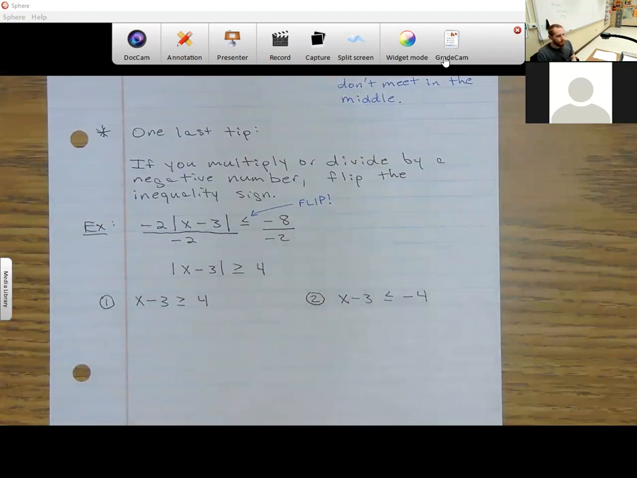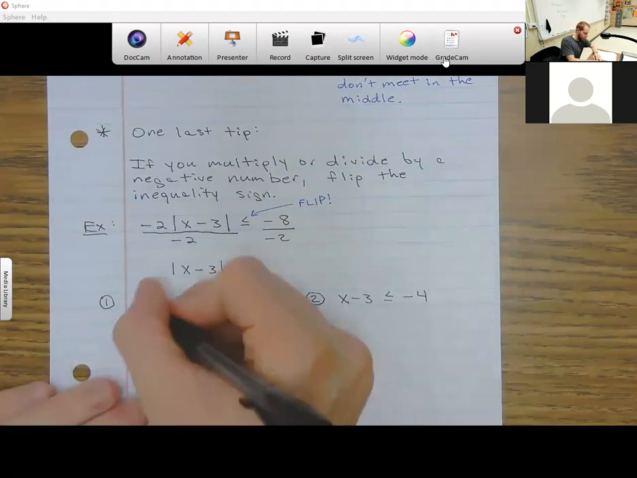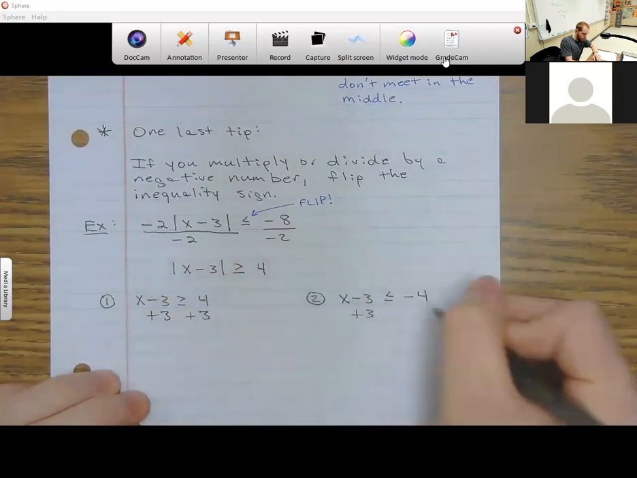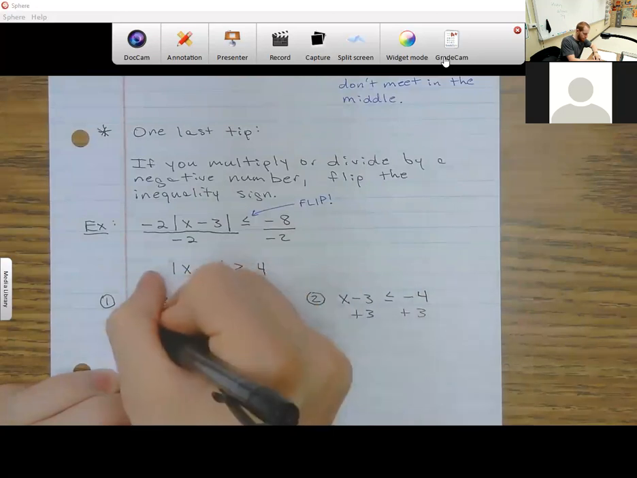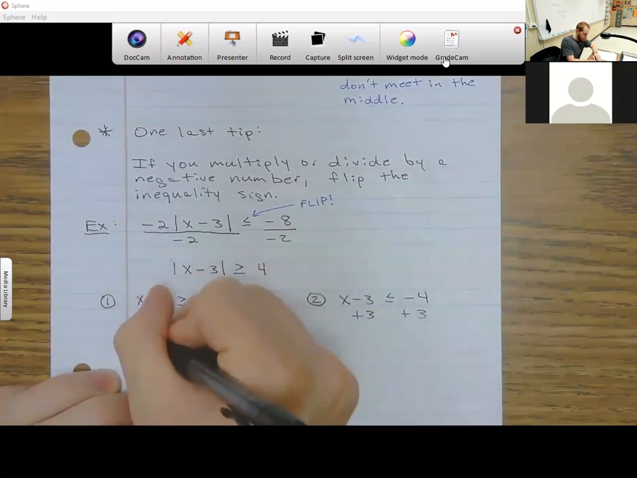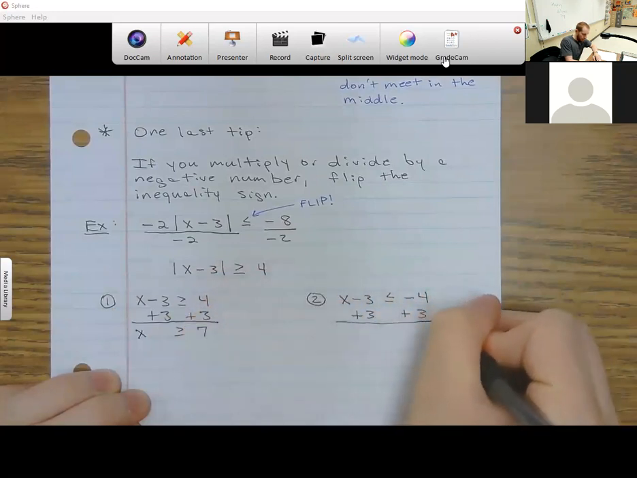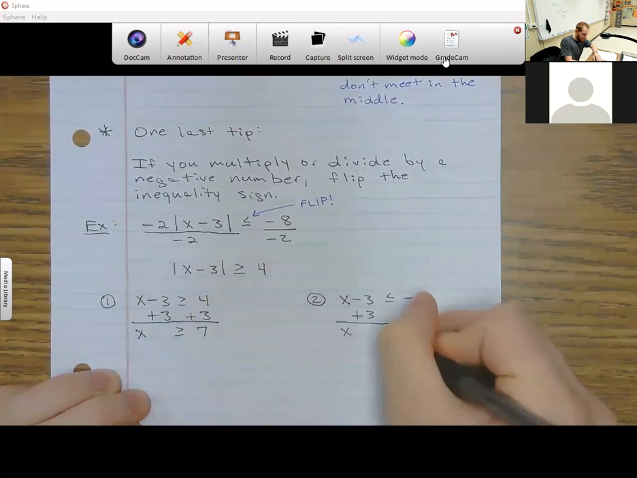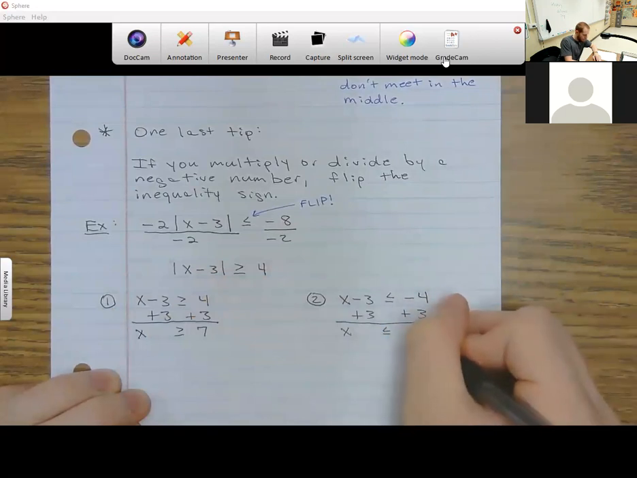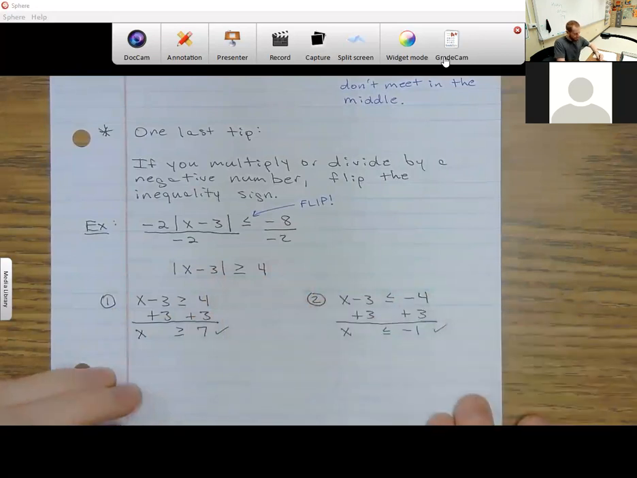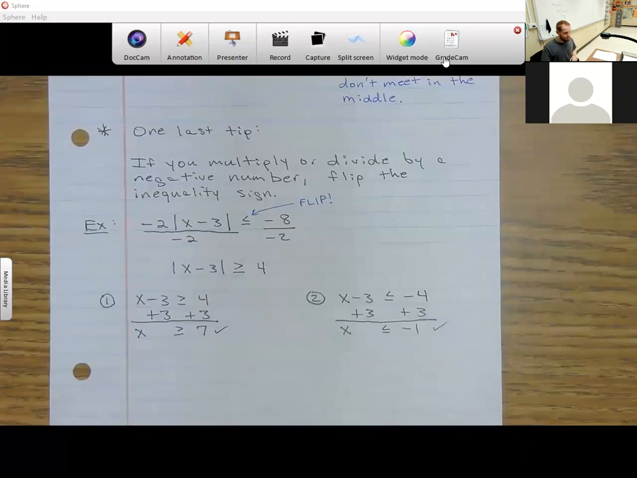Okay? So now let's solve them both for x. I have to add 3 to both sides. Add 3, add 3. So x is greater than or equal to 7. And x is less than or equal to -1. Okay. So those are my two different solutions.